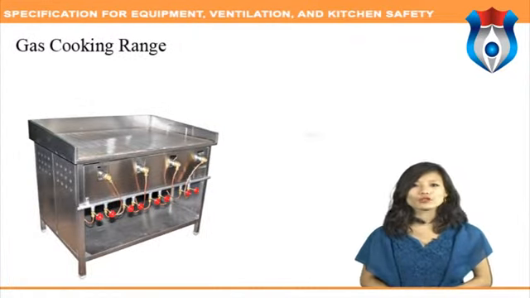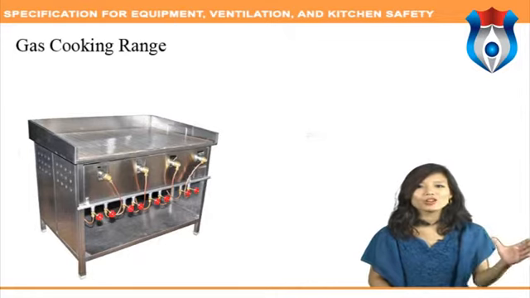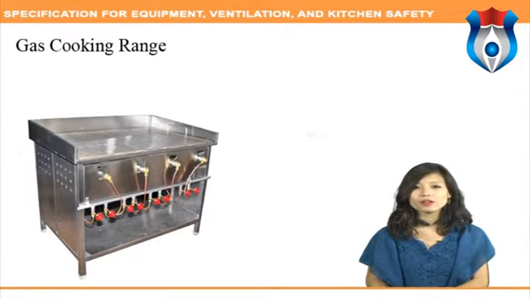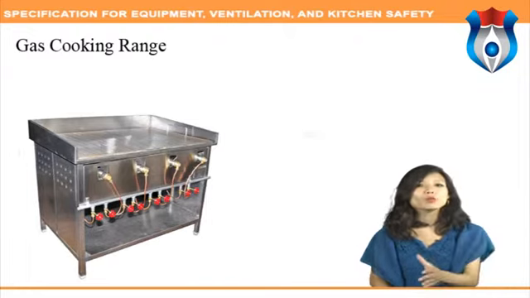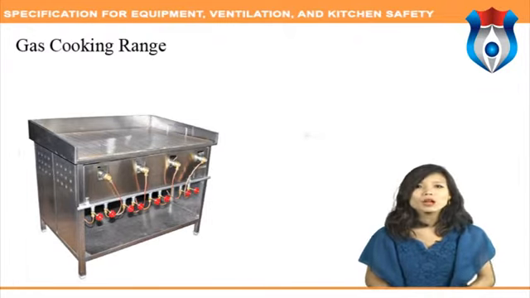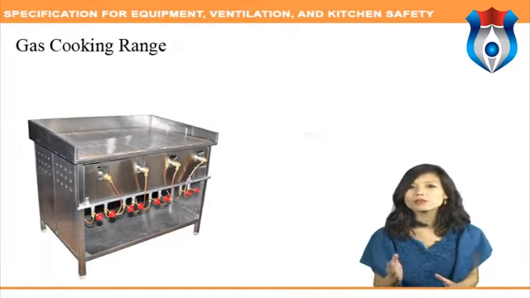Gas cooking range. Gas cooking ranges have open top burners with high pressure burners. They are tailor-made for the client's requirement. They are manufactured in different combinations such as 2-in-1, 3-in-1, 4-in-1 and 6-in-1. The length and breadth of the range depends on the quantity of food to be prepared.